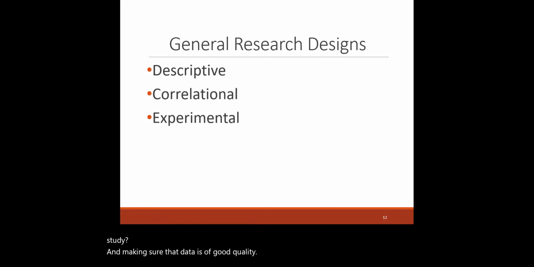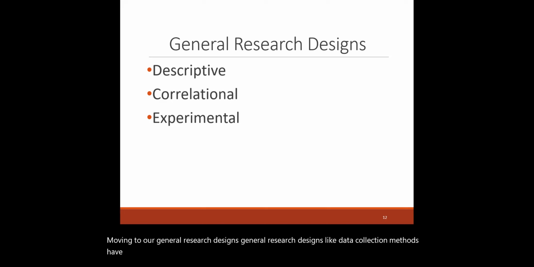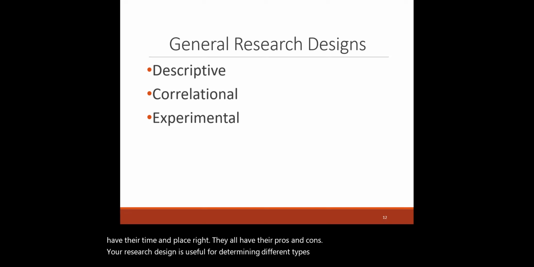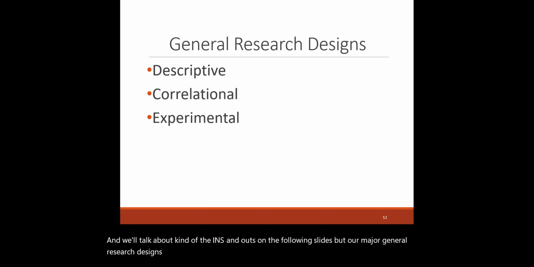Moving to our general research designs. General research designs, like data collection methods, have their time and place, right? They all have their pros and cons. Your research design is useful for determining different types of conclusions. And we'll talk about the ins and outs on the following slides, but our major general research designs are descriptive, correlational, and experimental.